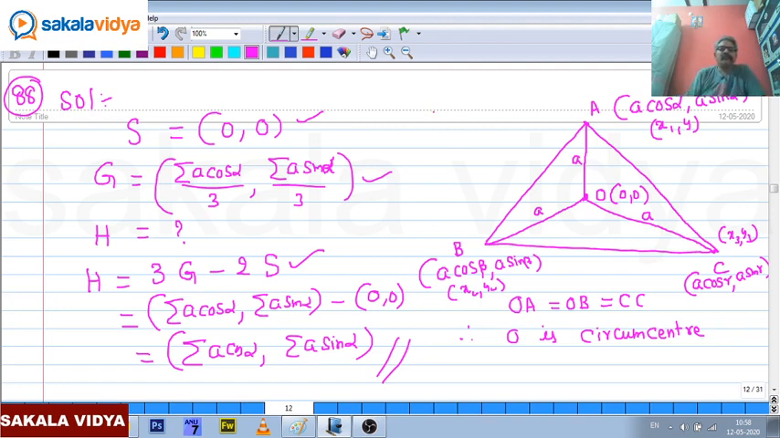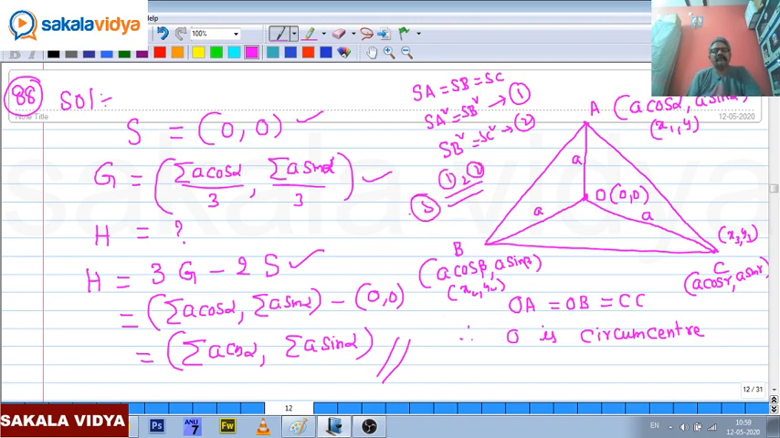So in the 85th problem also, for the circumcenter, SA is equal to SB is equal to SC. You can say SA squared is equal to SB squared, we get one equation. SB squared is equal to SC squared, you get a second equation. These are the perpendicular bisector equations. Solving 1 and 2, we get the circumcenter S. This also we can adopt.